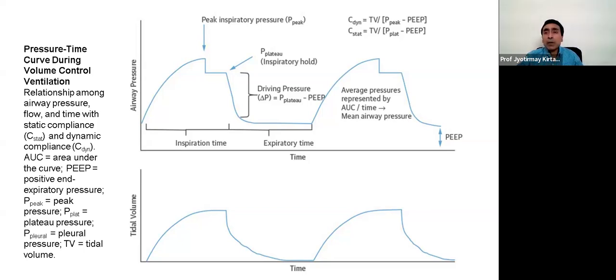Your dynamic compliance is your tidal volume divided by the difference between the peak pressure and the PEEP, whereas the static compliance, where there is no flow, is tidal volume divided by your driving pressure. And the area under the curve by time is your mean airway pressure. That's the average pressure to which the airway is subjected during inspiration.